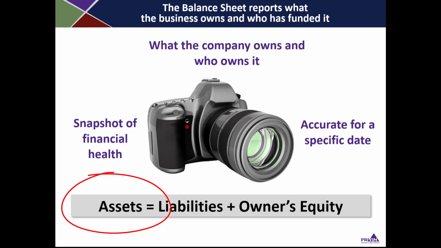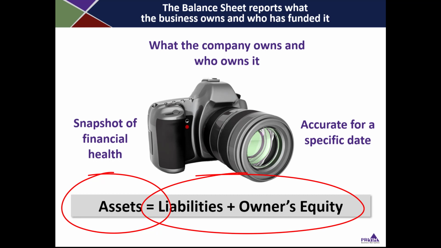And assets are, quote unquote, paid for by credit that's been extended to the company from lenders or suppliers. Those would be liabilities, or by the owners themselves, and that would be stockholders' equity. So assets have to equal liabilities plus owner's equity just by logic.